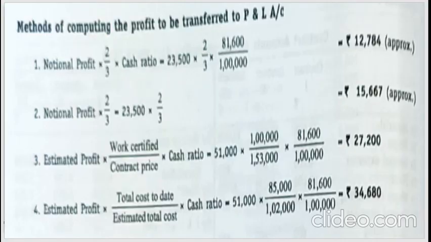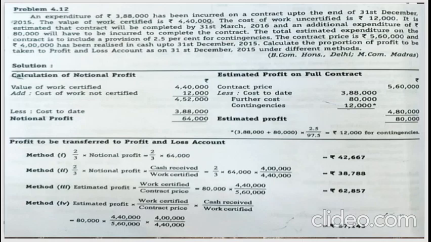into total cost to date divided by estimated total cost into cash ratio. So please remember all these formulas when such type of questions is asked. It's very simple to solve.